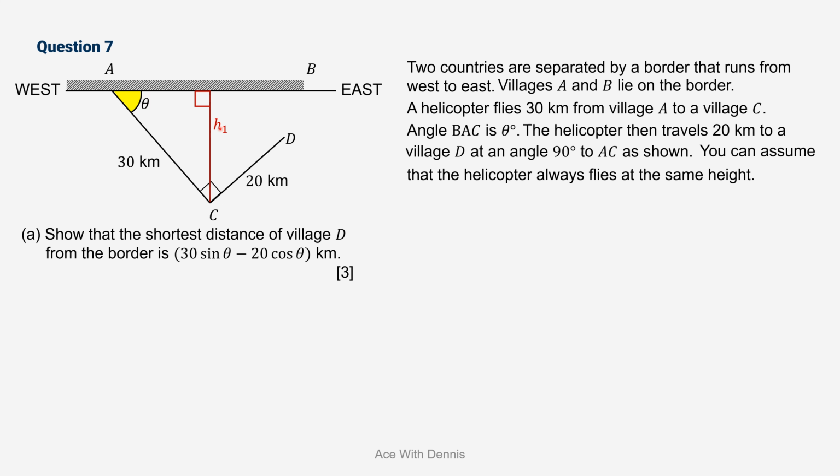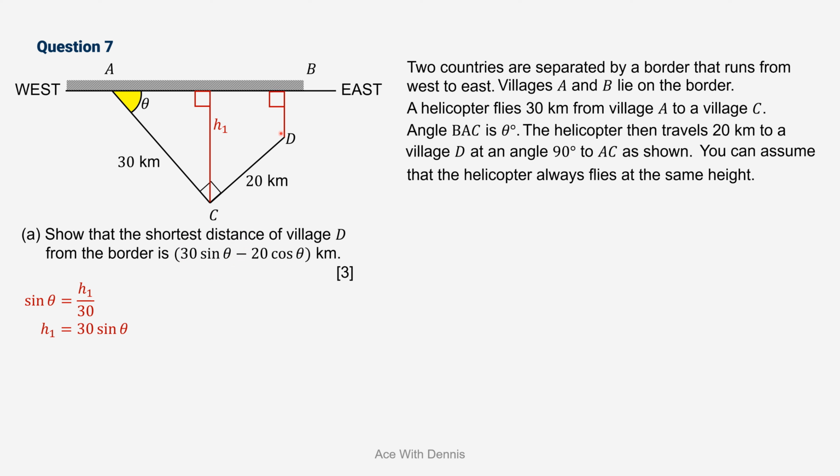So I will label this length as H1. Okay, from this triangle, I can say that sine theta equals H1 over 30. Okay, opposite side over hypotenuse, which means H1 will be 30 sine theta. Okay, so as you see, it is the same as this one.